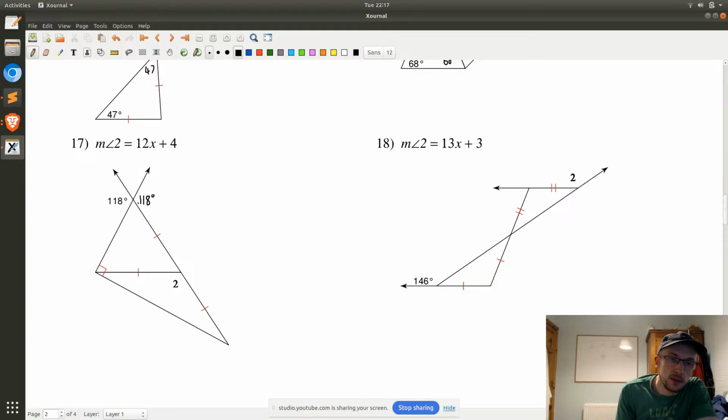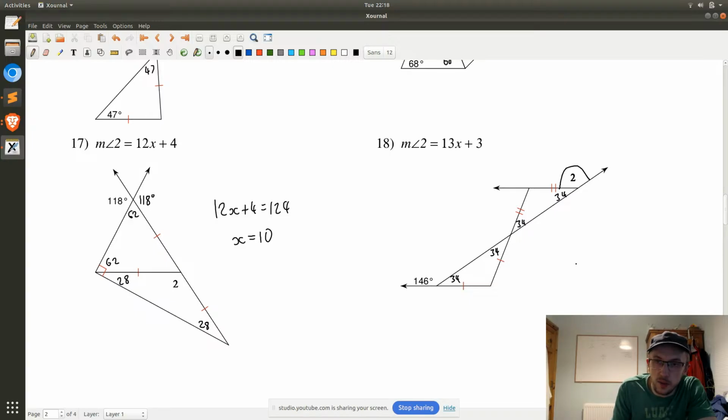Okay, that's 118. Oh well, find the supplement to it. So 62. So 62. So 28. So 28. And double 56 and take from 180, and you get 124. So x must be 10. And now find the measure of angle 2 right there. Okay. So 180 take 146. That's 34. That's 34. That's 34. Vertically opposite. That's 34. And take that away and you get 146 as well.